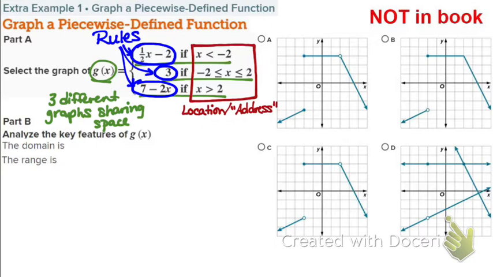So these locations, these addresses, are going to tell me where the fences go. And each of these functions has to stay in their own yard. If they cross over into their neighbor's yard, they're not being a good neighbor. So I'm going to look through all of this inequality stuff, and I'm looking for numbers.